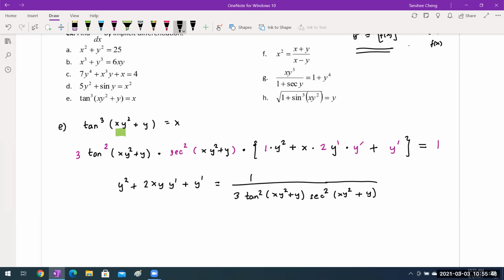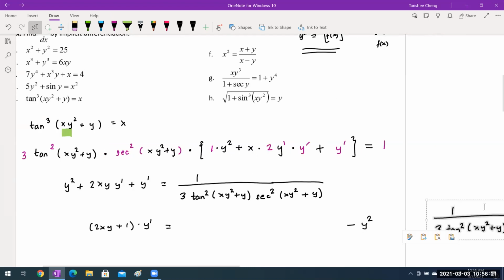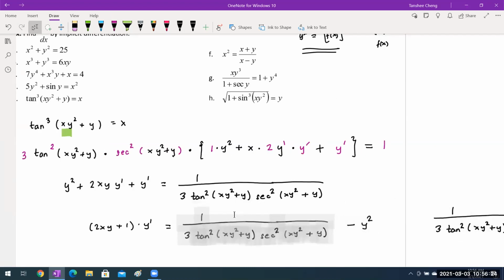Then I'm going to subtract y squared on both sides, and then after factoring out y prime, we will divide by the remaining factor. So this will be 2xy plus 1 times y prime equal to this entire fraction minus y squared, right? So moving back this entire fraction right here.